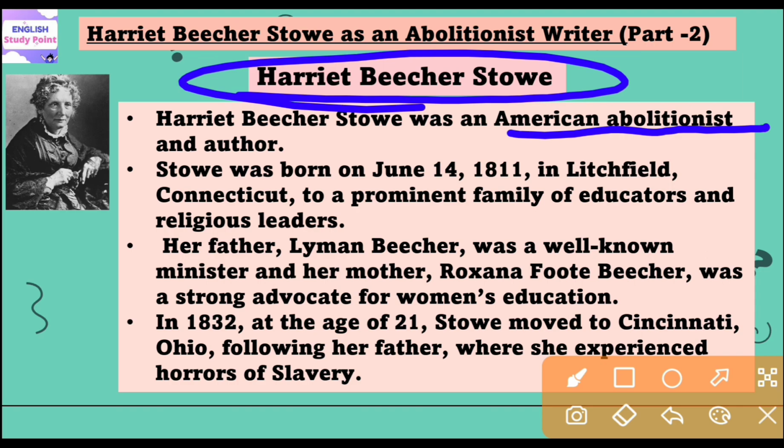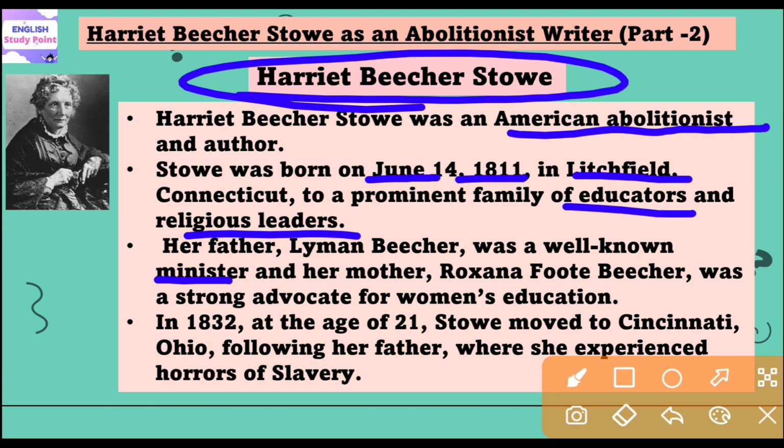Stowe was born on June 14 in the year 1811 in a place called Litchfield, Connecticut, to a prominent family of educators and religious leaders. Her father, Lyman Beecher, was a well known minister, and her mother, Roxana Foote Beecher, was a strong advocate for women's education. So, her mother strongly supported women's education.